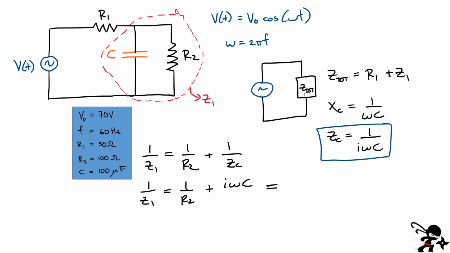Now we still have to do a little bit of algebra here in order to get to Z1. What I first do is put things on a common denominator. Now this gets a little bit messy, but that's okay.